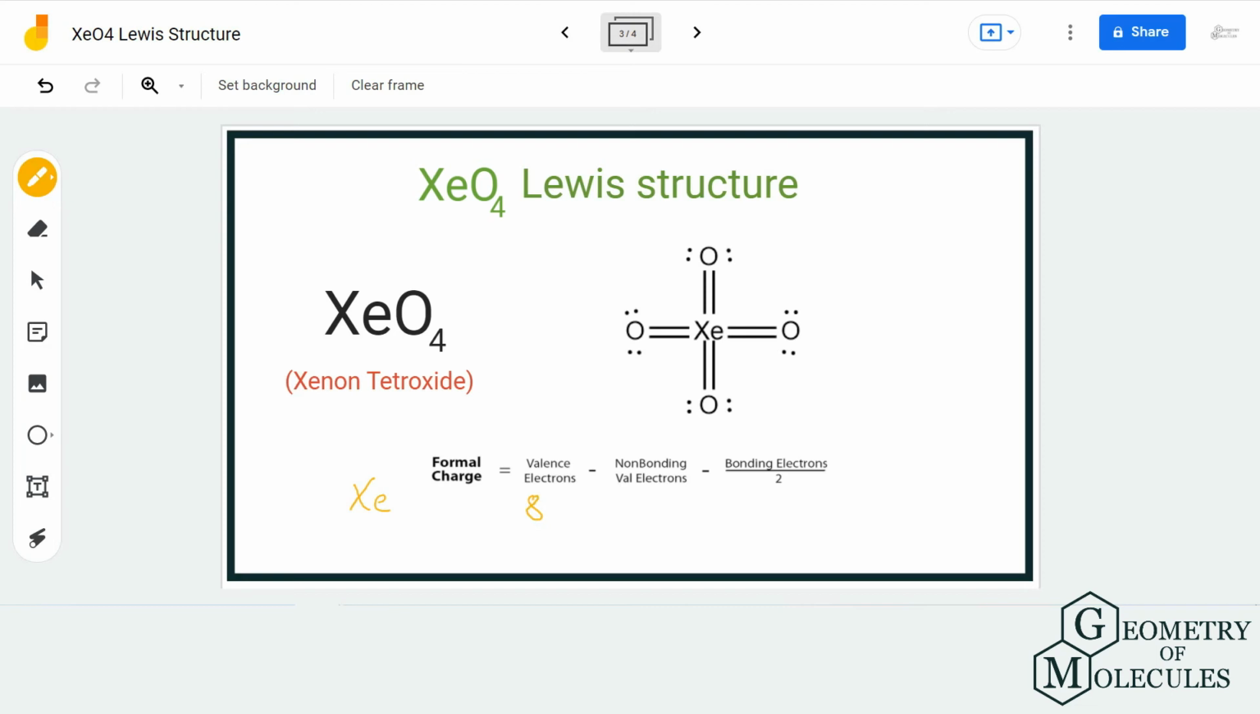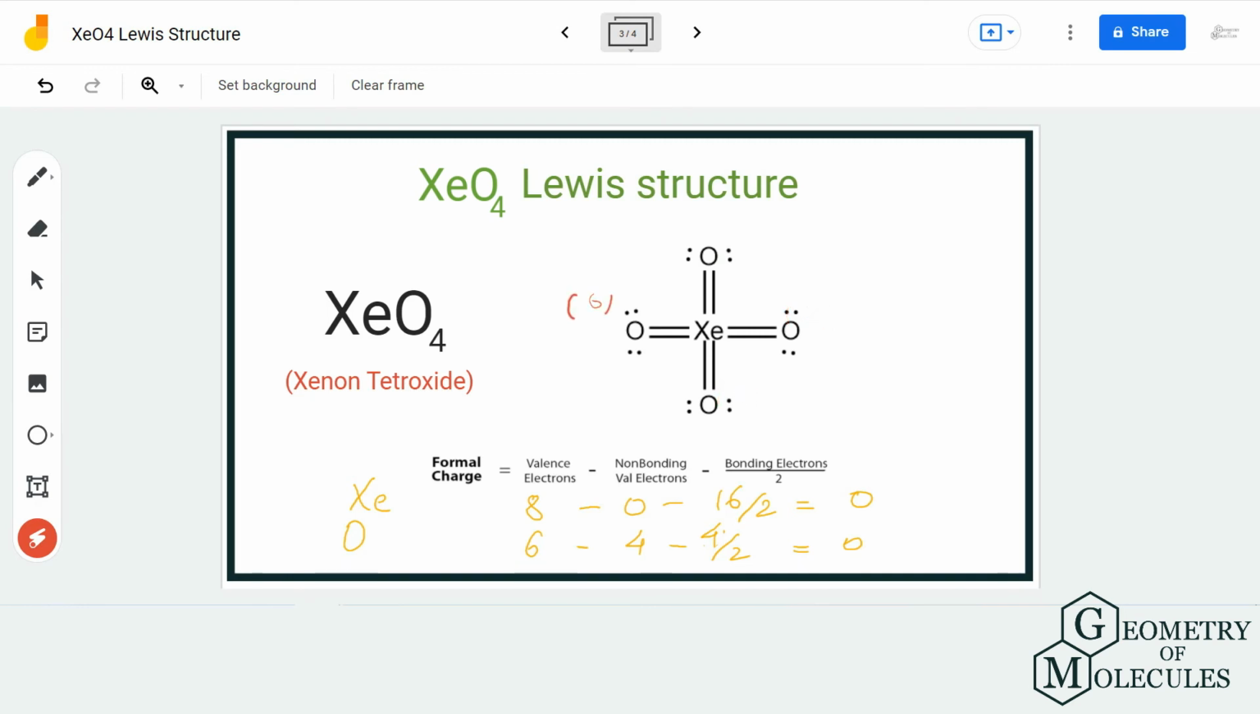Let's calculate the formal charges now. So xenon has 8 valence electrons, out of which 0 are non-bonding and 16 are bonding. So it has a formal charge of 0. Oxygen has 6 valence electrons, out of which 4 are non-bonding and 4 are bonding. So it has a formal charge of 0. So now in this Lewis structure, where xenon is forming a double bond with all oxygen atoms, the formal charges for all atoms are 0.